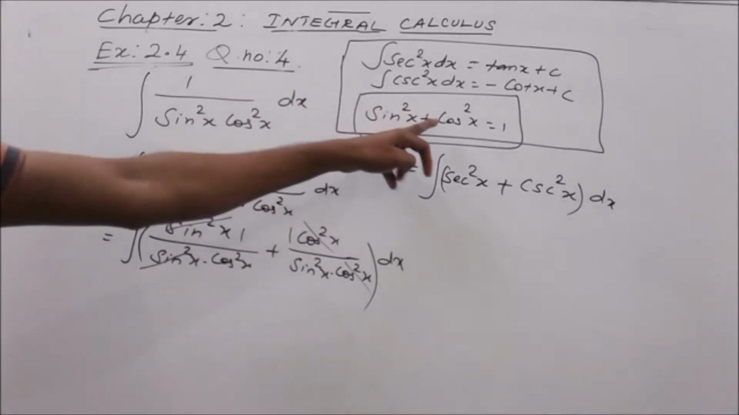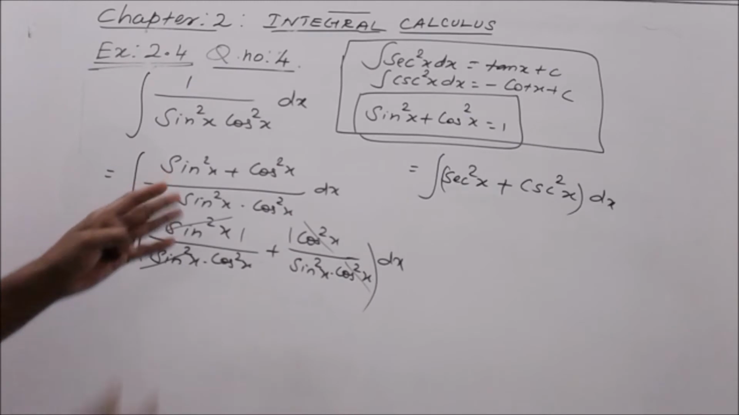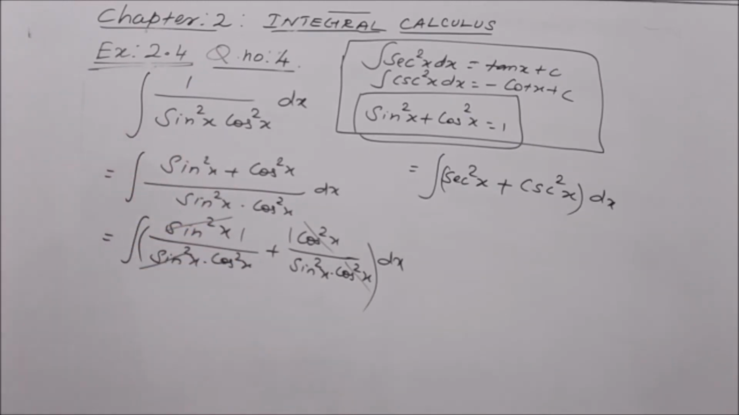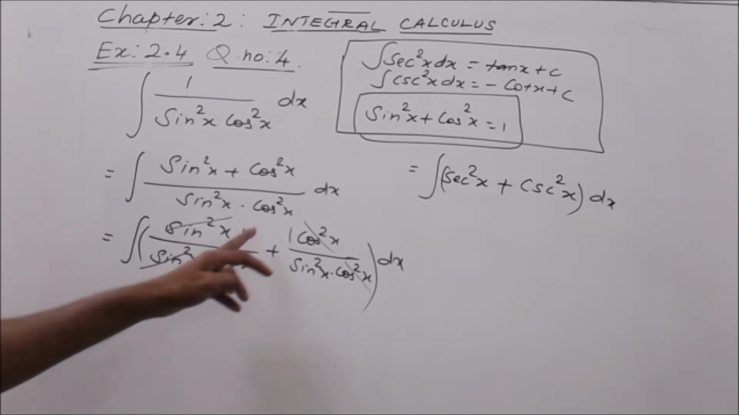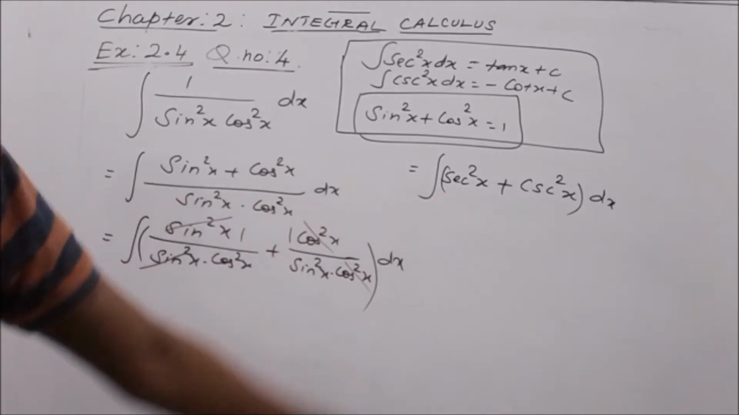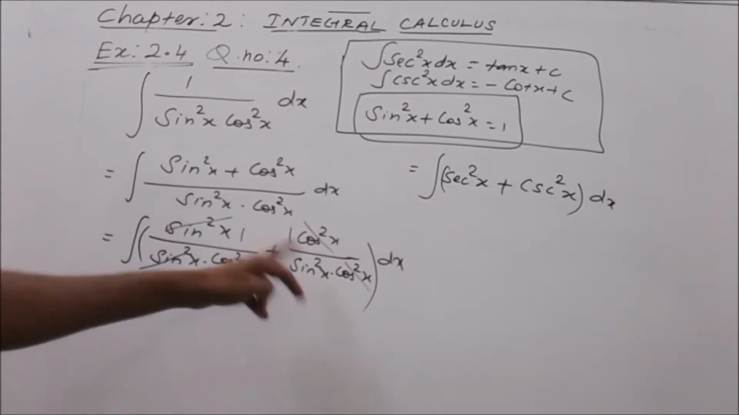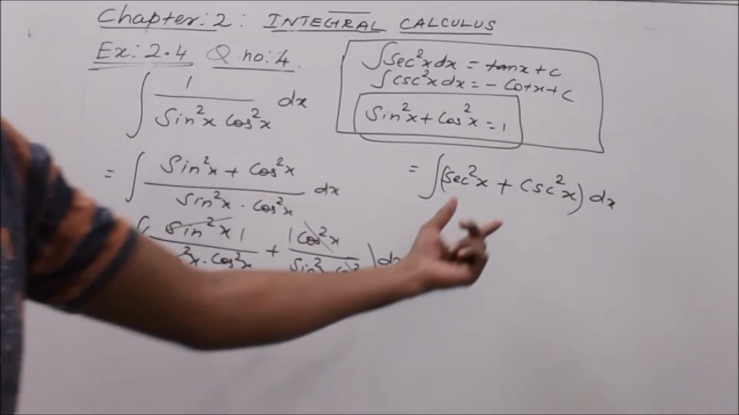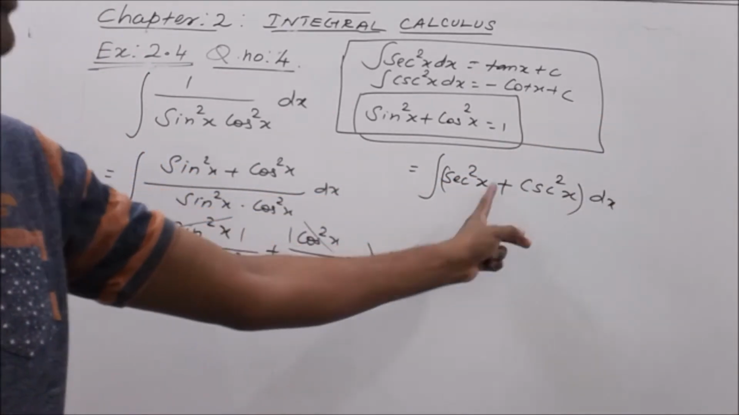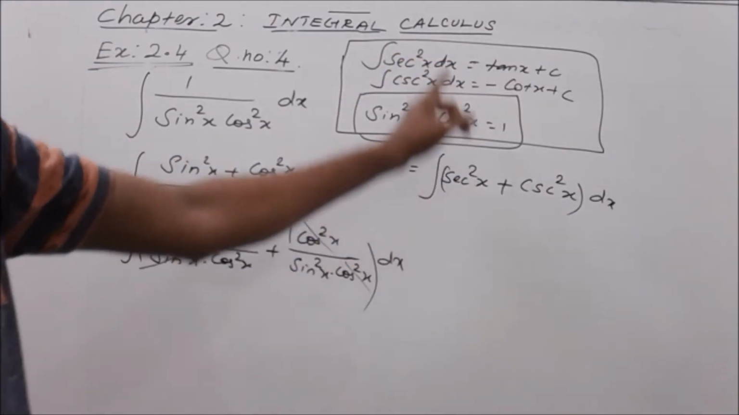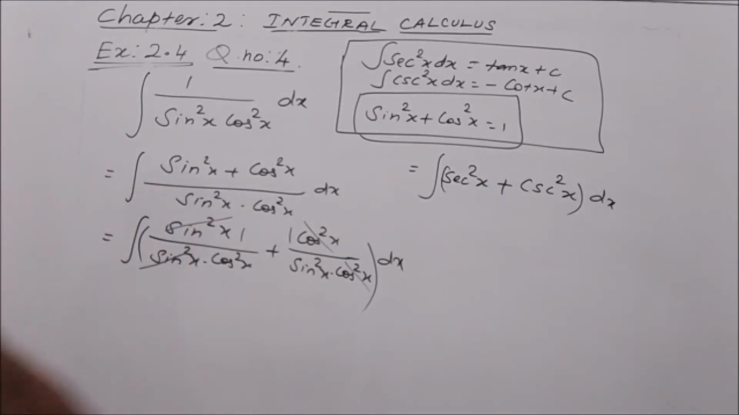First you should replace 1 by sin square x plus cos square x, then split with the denominator, then cancel the respective terms, numerator to denominator, the remaining being 1 by cos square and 1 by sin square. This 1 by cos square is replaced by the equal formula secant square x, then 1 by sin square is replaced by the equal formula cosecant square x. Now we have secant square x plus cosecant square x. For these two functions we have different integral formulas. For secant square it is tan x plus c, and for cosecant square it is minus cot x plus c.